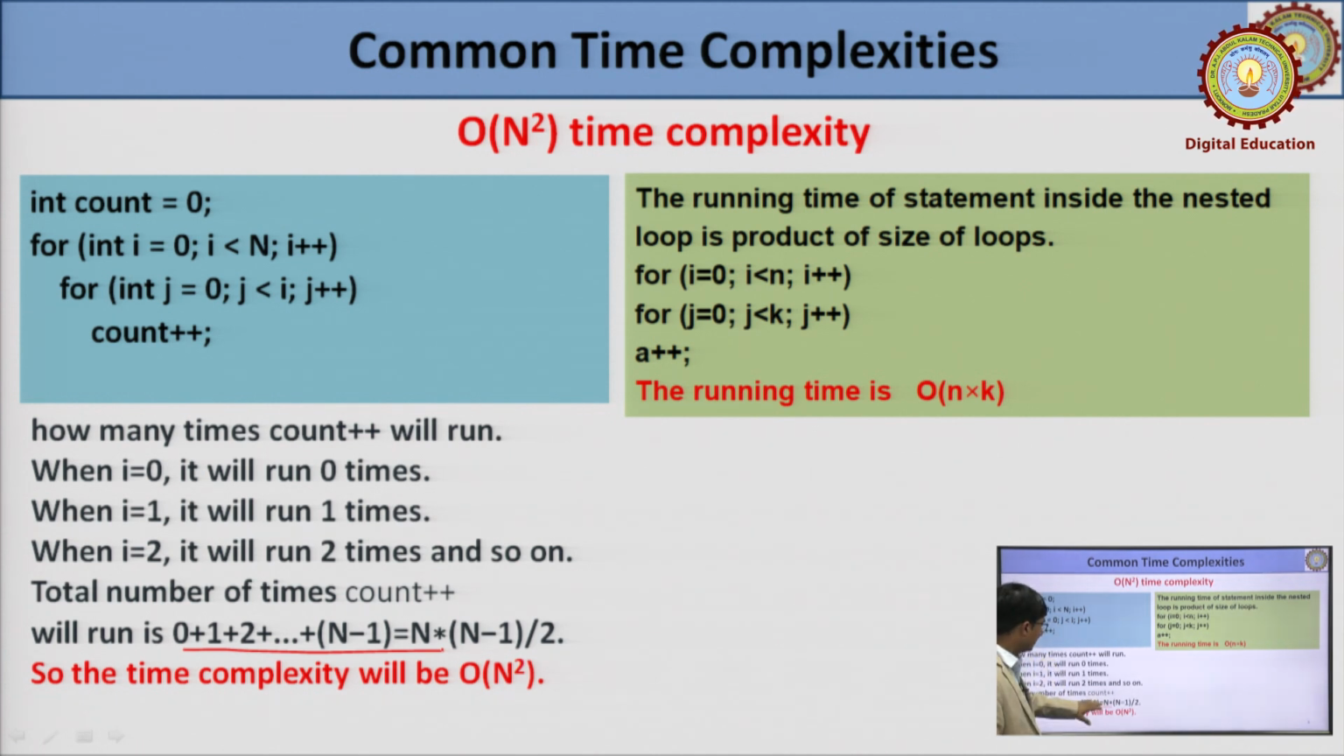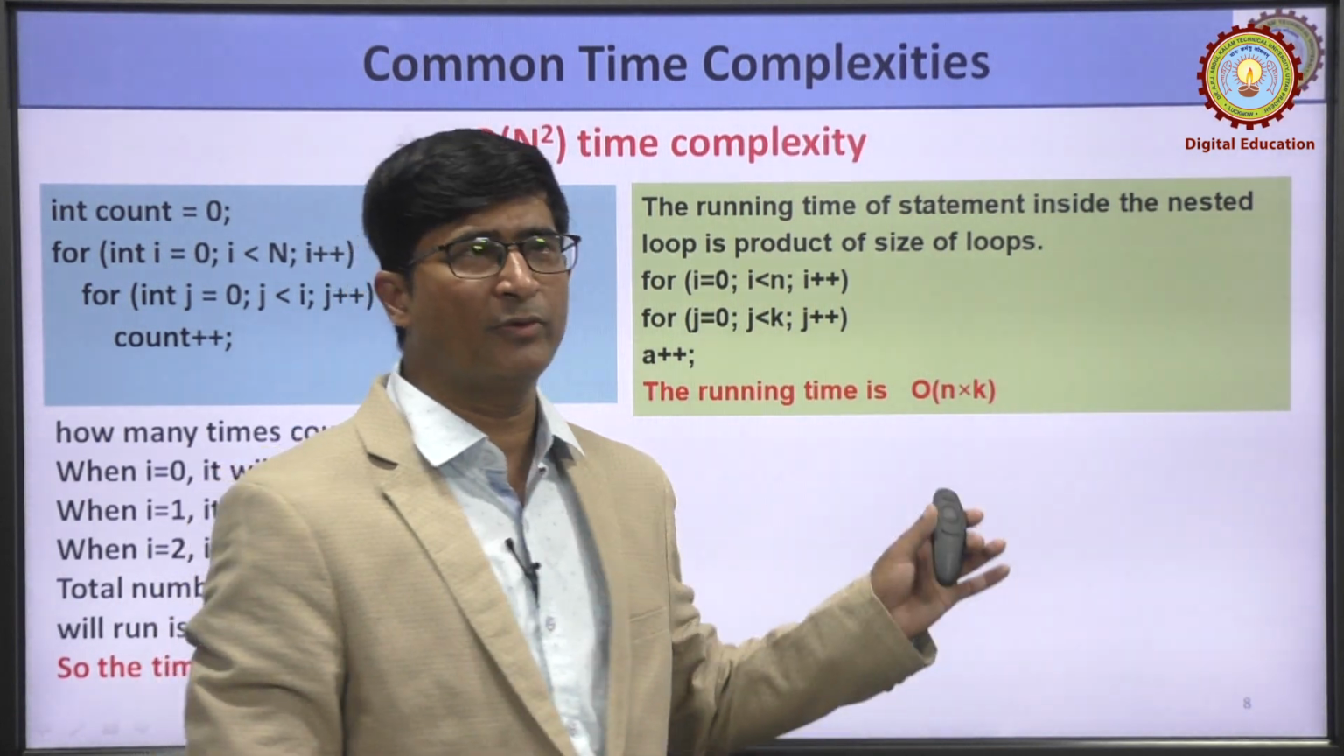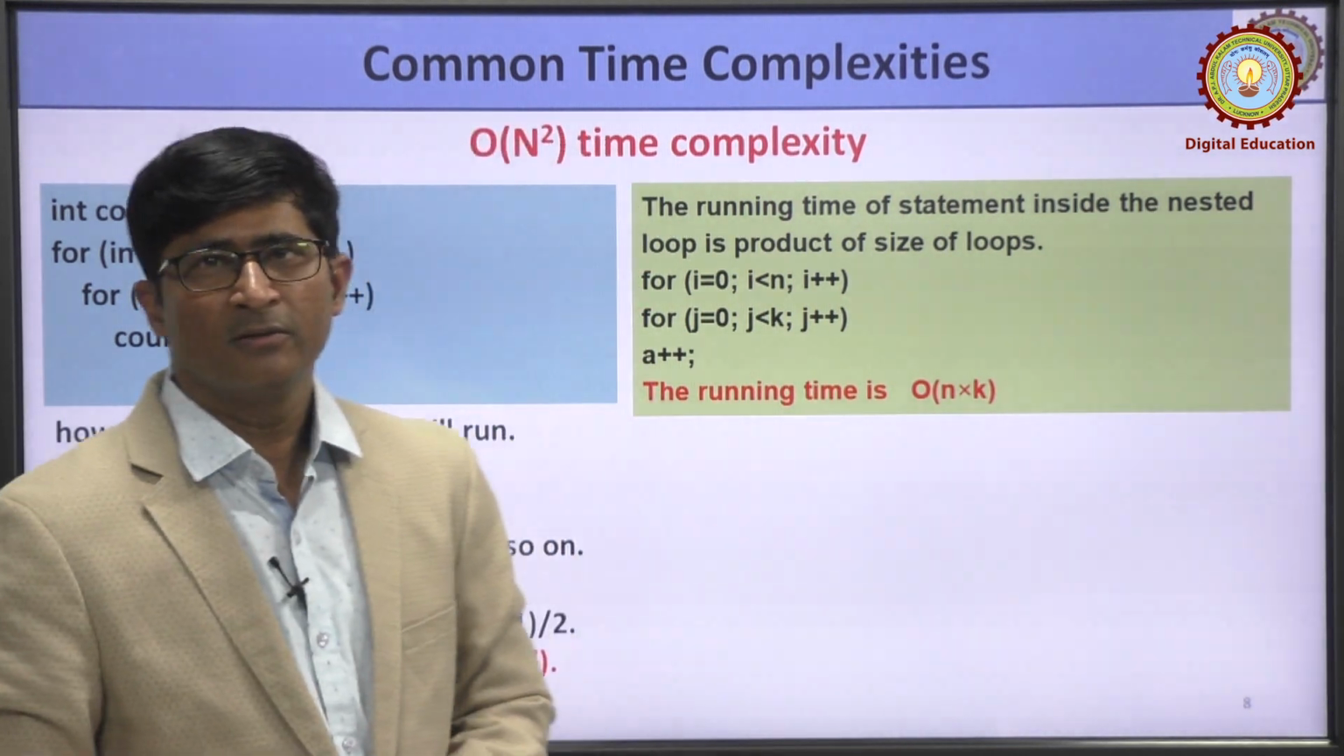And if we look at it, the highest order term in this expression is n square. So, the total time complexity by the order of growth of the algorithm would come out to be n square. So, this is an example where an n square algorithm has been written.